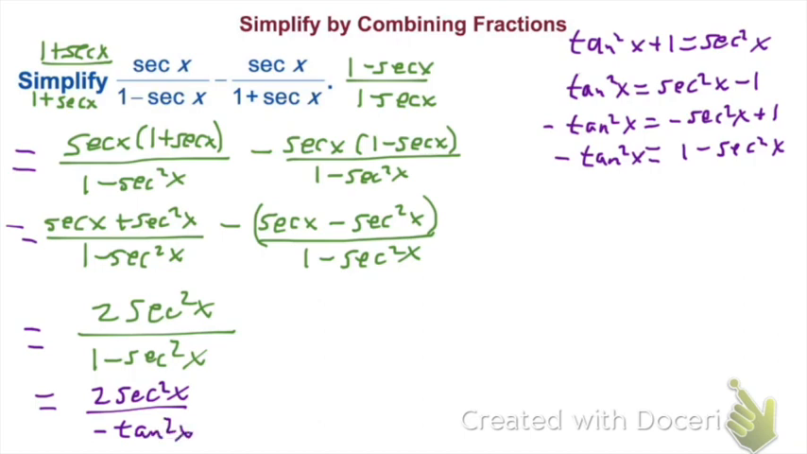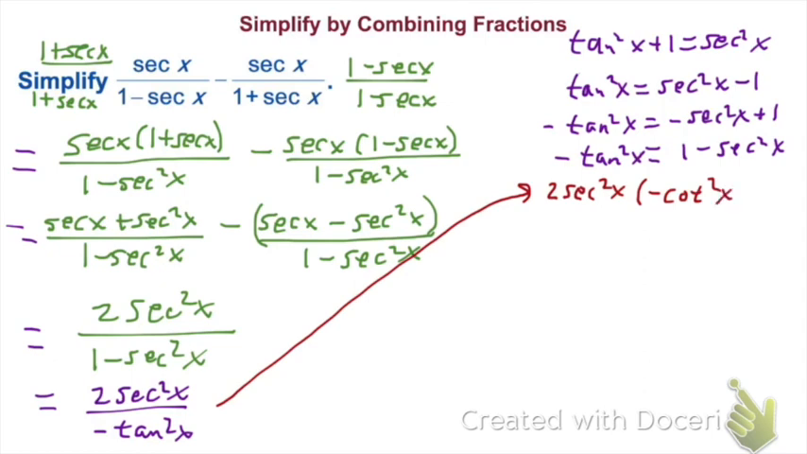This again gets a little trickier as we do these. And there's a couple of different ways to think about this. I'll go up here now. So division by tangent squared is the same as multiplying by its reciprocal. The reciprocal of tangent is cotangent. So we can change this to be 2 secant squared x times negative cotangent squared x. Because cotangent is the reciprocal of tangent, and division is the same as multiplying by a reciprocal.